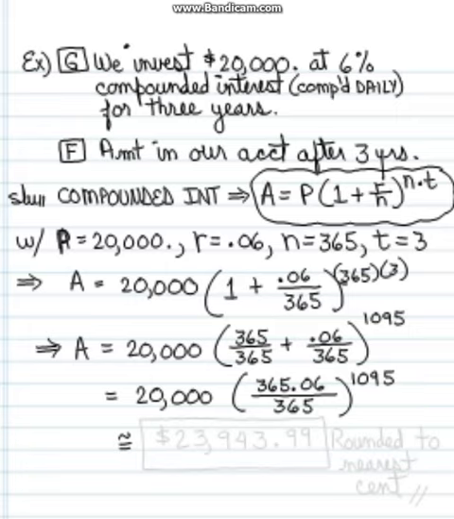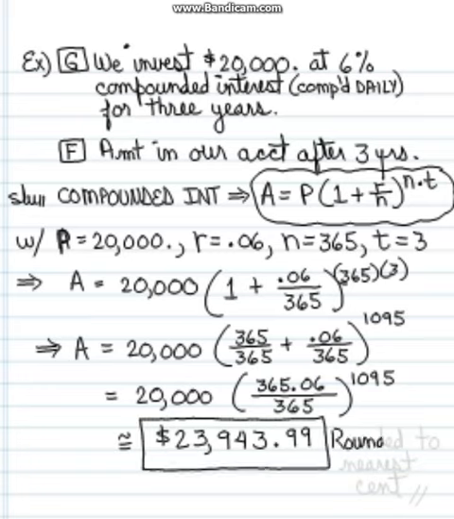But if you are using a calculator, pick it up now, put the numbers in there, and round to the nearest cent, you'll get $23,943.99 in your account after 3 years.